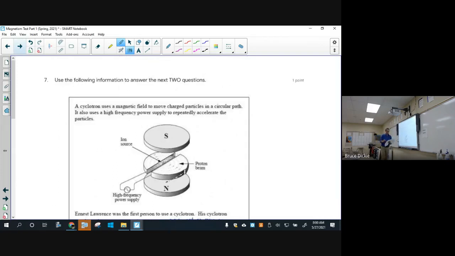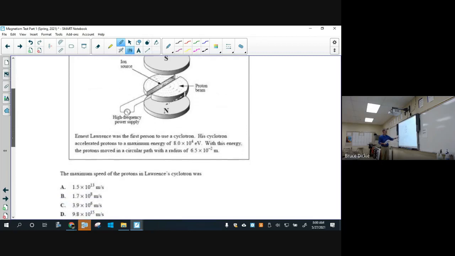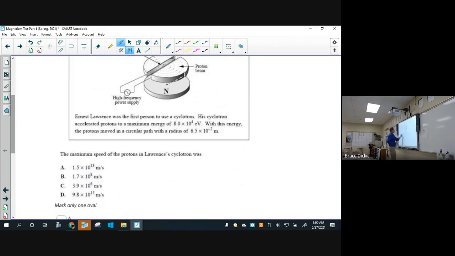Now, there's 2 questions that go along with this one. We have a cyclotron here, and we talked a little bit about a cyclotron before. We did a question actually real similar to this in a different context for our unit assignment. This question gives you the energy of a proton in electron volts. We're asked to find the maximum speed of the protons in the cyclotron.